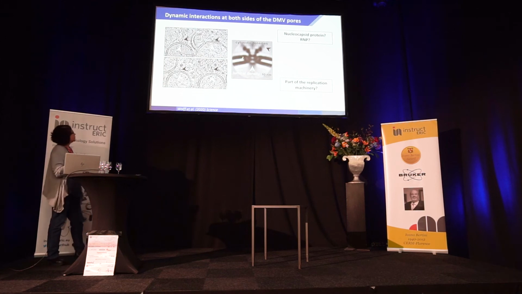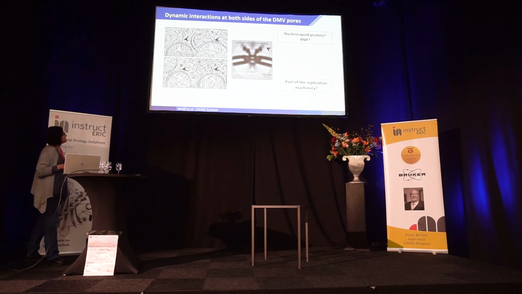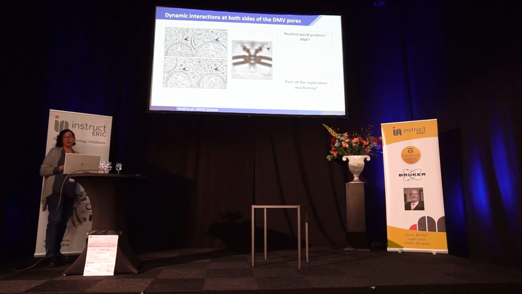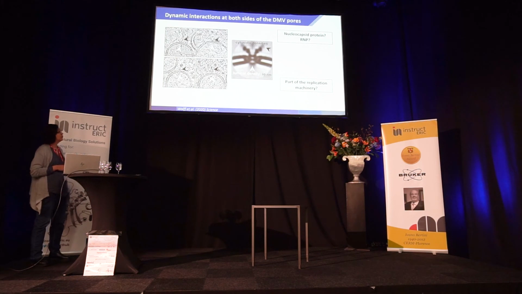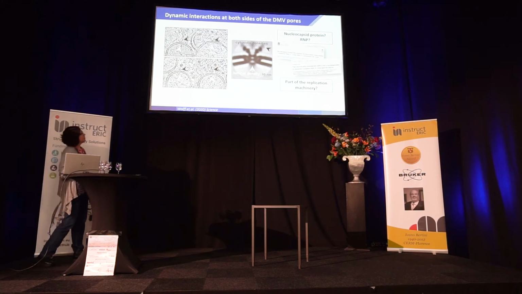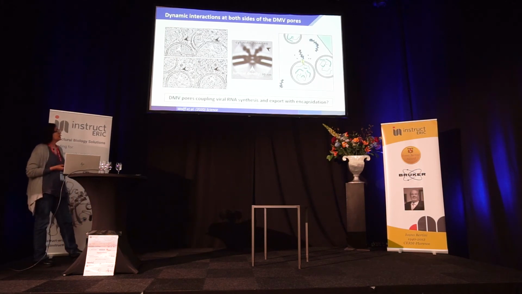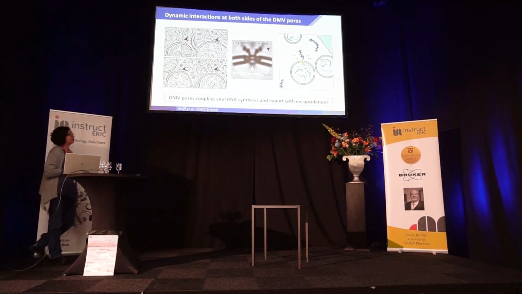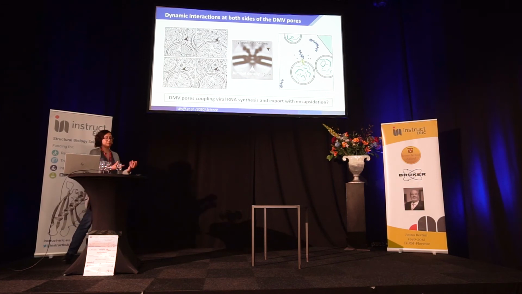This hypothesis was also supported by the fact that sometimes we saw densities that really look like the RNP, but it's difficult to tell. And also because we know that the M protein specifically interacts with the N-terminal domain of NSP3, which we know now is in these cytosolic crowns. So basically, the model that we put forward at the time is that the DMV pores could be coupling viral RNA synthesis and export with encapsulation.